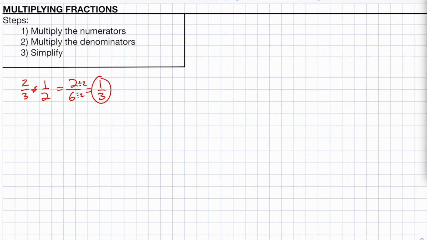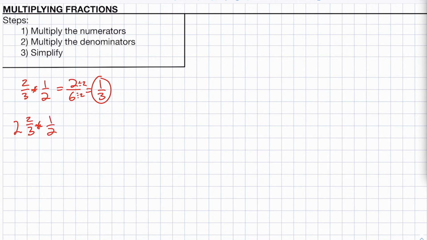Right? That's it. I've multiplied. Now, since I was multiplying by a fraction, multiplying by a half, our number actually got smaller, because multiplying by 1/2 is the same thing as dividing by 2. So let's look at another example. Let's say instead of just having fractions, you happen to have a mixed number. So you have something like 2 2/3 times 1/2.